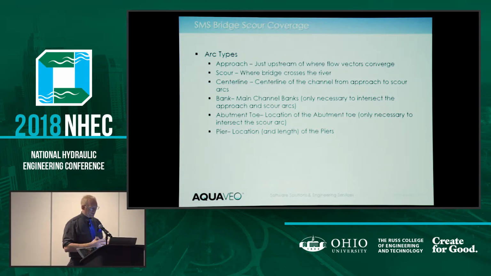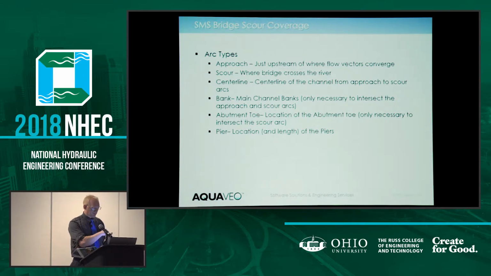And the way we do this is we have archetypes, a specialized coverage in SMS. It's called the bridge scour coverage, and we have several archetypes in it. For the user, we're going to create an approach arc, and this is going to be just upstream of where the flow vectors start to converge, where it's outside the influence of the bridge.